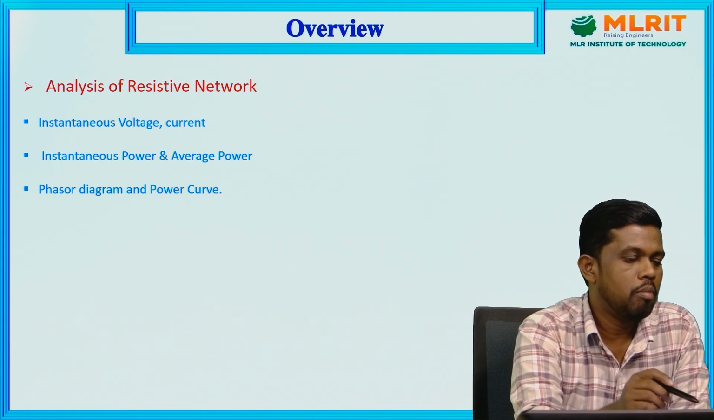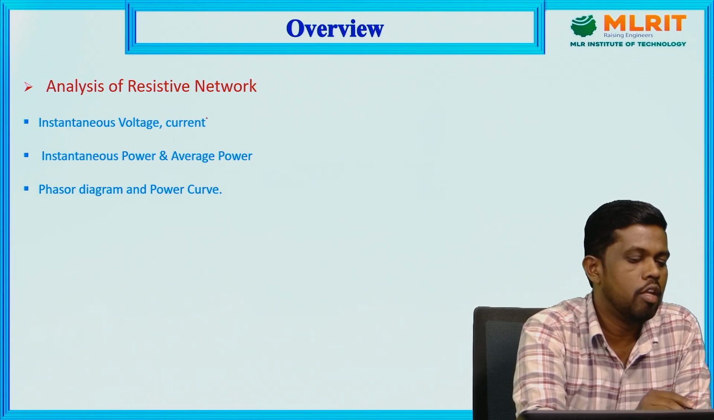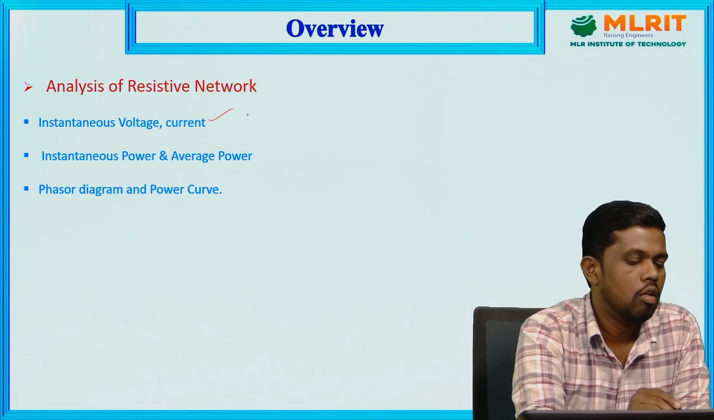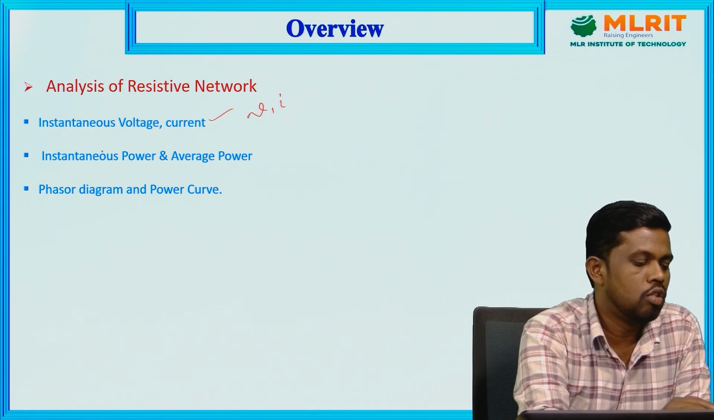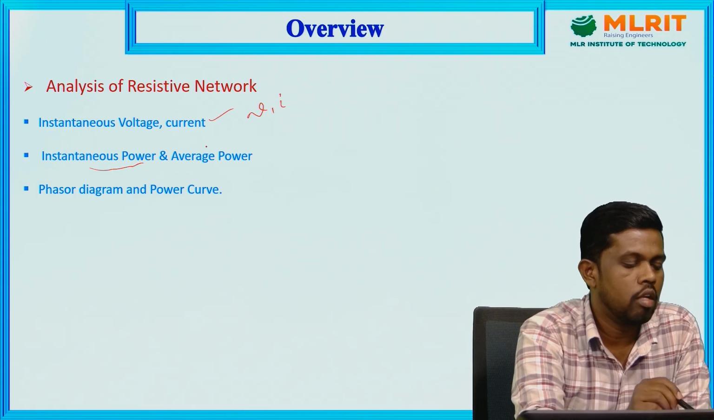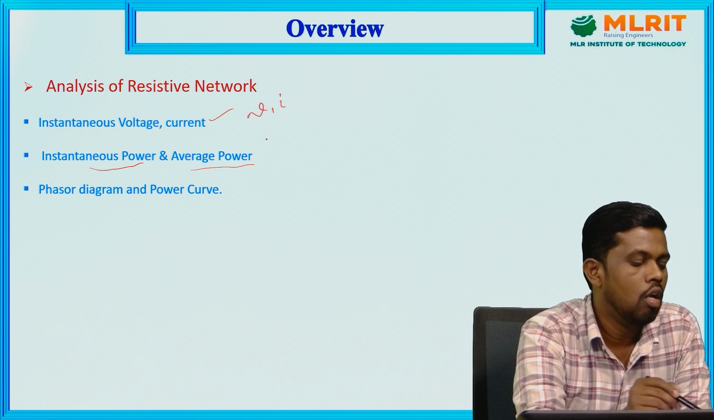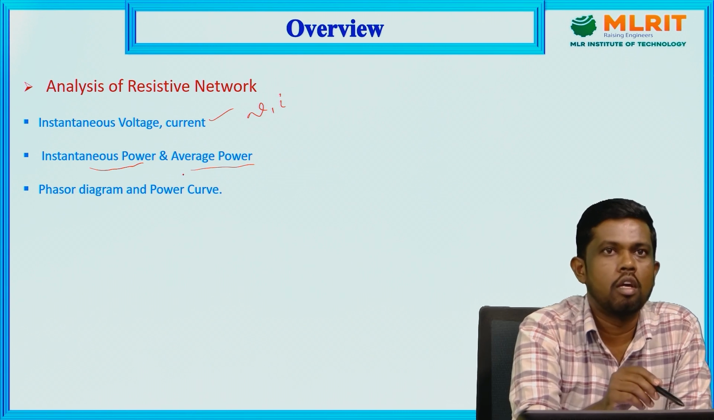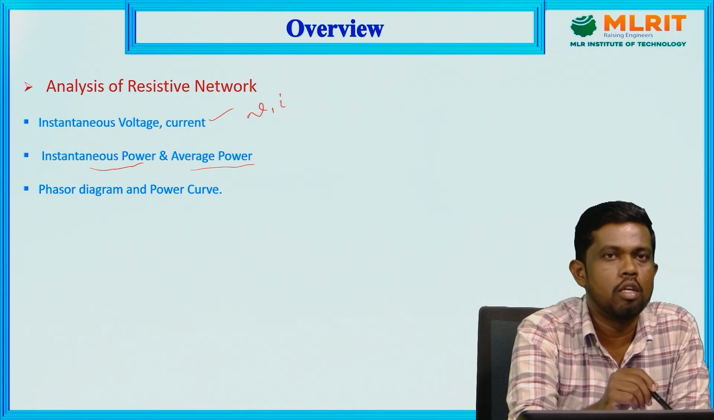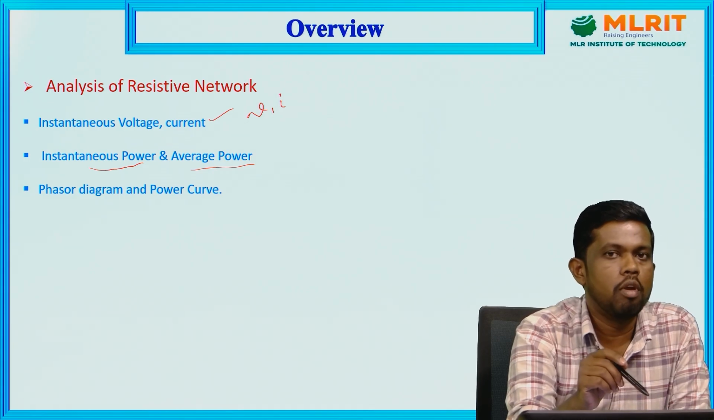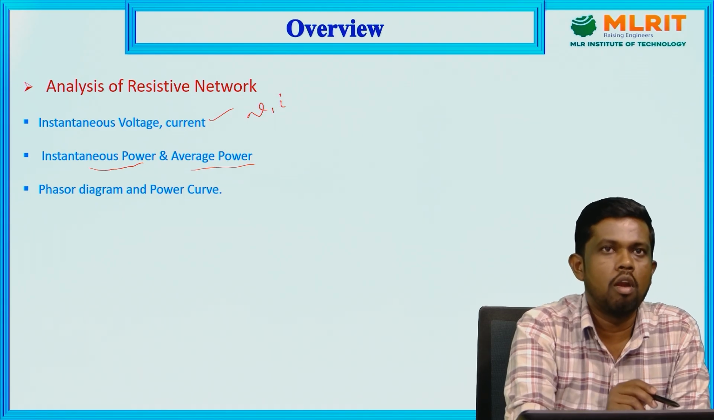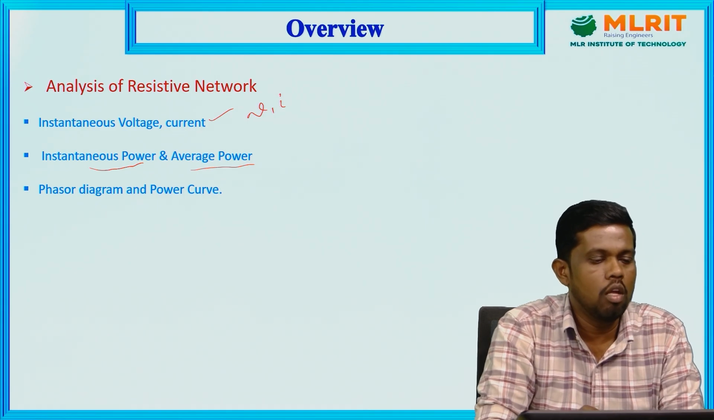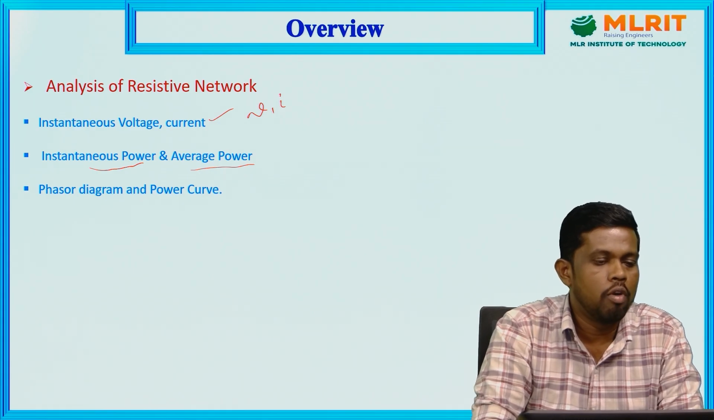In the overview of the session, we need to discuss what the instantaneous voltage is and what the instantaneous current is, and based on that, how much instantaneous power is taken by the resistor in a complete cycle, and how much average power is taken by the resistor. Based on the instantaneous voltage and current, we need to plot the phasor diagram representation, see the relationship between the voltage and current, and how we get the average power value. Based on that, we will draw the power curve of the resistor. These things we need to cover in this session.